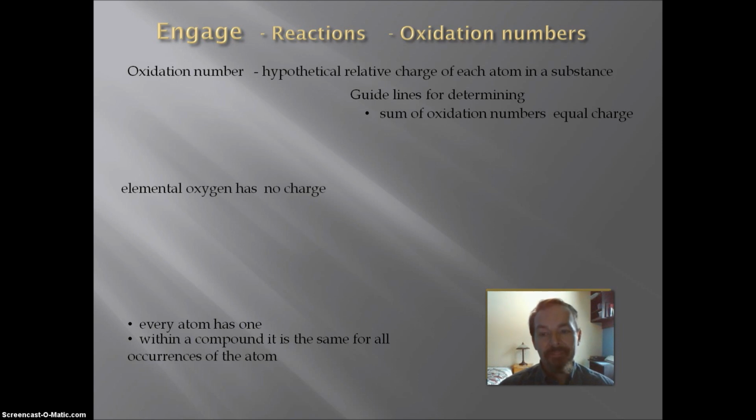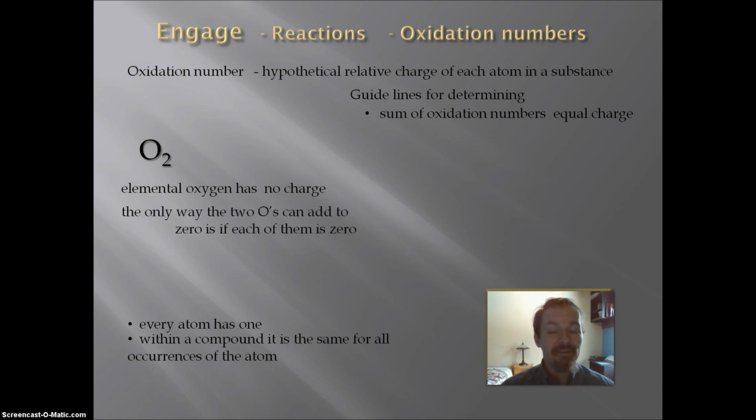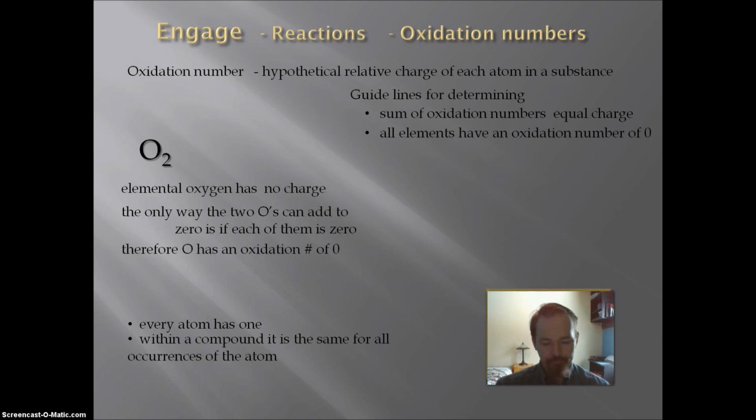Look at oxygen. Oxygen has no charge, but it's diatomic, so the formula is O2. So the oxidation numbers of each of those oxygens have to be the same. It has to add up to 0, and the only way two things can add up to 0 is if each of them is 0. So that means the oxidation number of oxygen in the elemental form is 0. So from this we can determine that all elements have an oxidation number of 0.